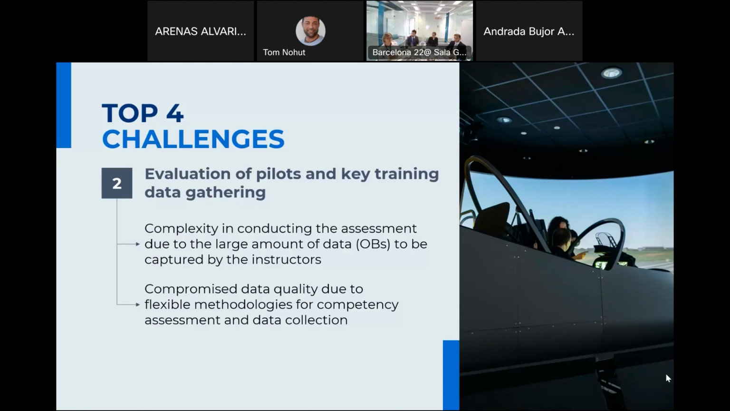So EASA has already taken actions in this aspect. The working group SBT 0012 is working on it. There have been a lot of discussions on the observable behaviors, on the VENN and ORCA methodologies, which you are very familiar with for sure. In fact, there has been a recent update of the grading table in the applicable means of compliance. So there's still work to do there to provide more guidance.